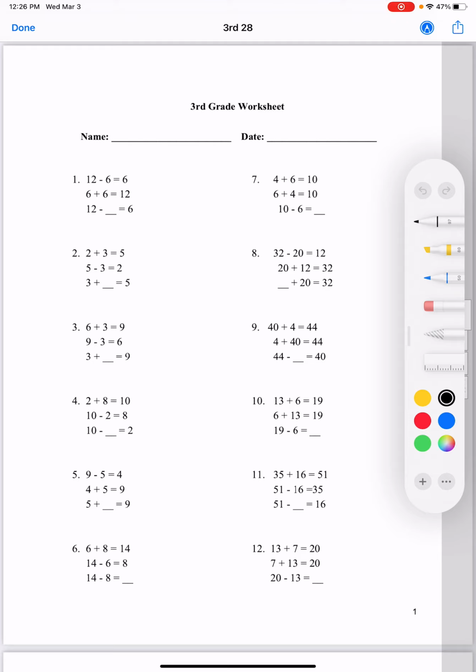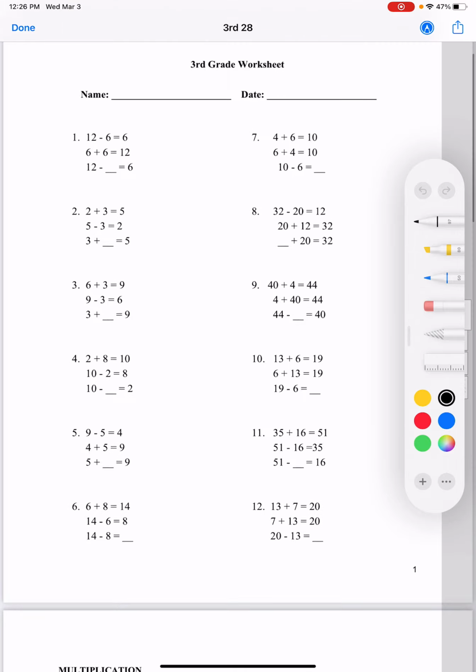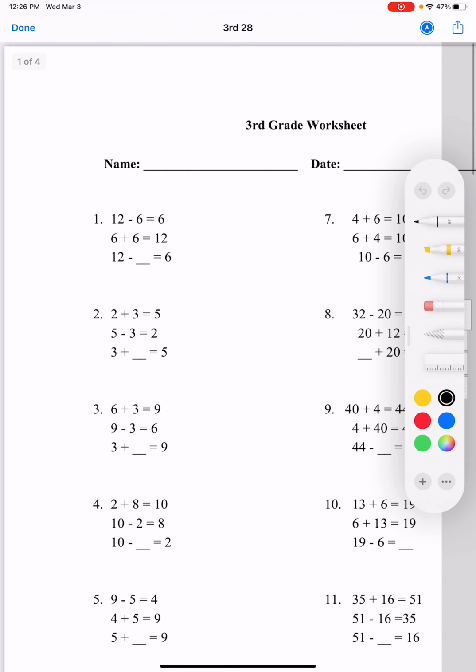So the first worksheet asks us to add and subtract these equations and find the missing numbers. For number 1, what I do is I look and see, there's a 6 here, there's a 6 here, and a 12 here. In this empty equation, there's a 6 here and a 12 here, which means that a 6 should go in the empty space. And we can check our work by doing 12 minus 6, and we know that 12 minus 6 is 6, so that means our answer is correct.